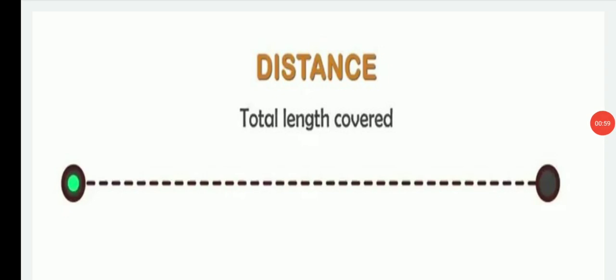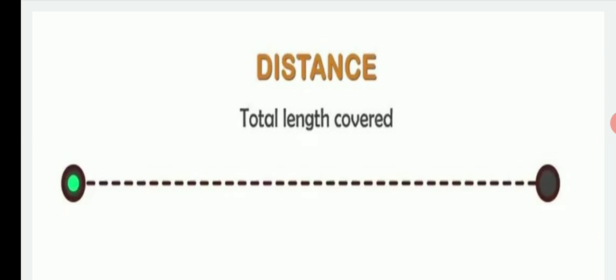So the difference is distance is a scalar quantity. Displacement is a vector quantity. What is a scalar quantity? Scalar quantities are the quantities which have only magnitude but no direction.